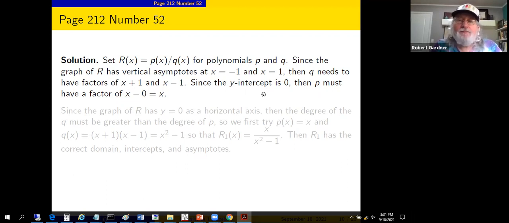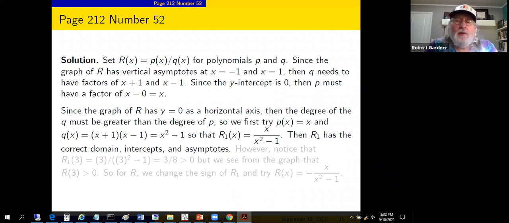X plus 1 being 0 under these conditions gives x equals -1, and x minus 1 being 0 gives x equals 1. Since the y-intercept is 0, then the numerator must have a factor of x minus 0, a factor of x. Any other factors in the numerator? No, because there weren't any other intercepts. No other intercepts, no other factors in the numerator. We could have this one repeated, but we couldn't have different factors in the numerator.